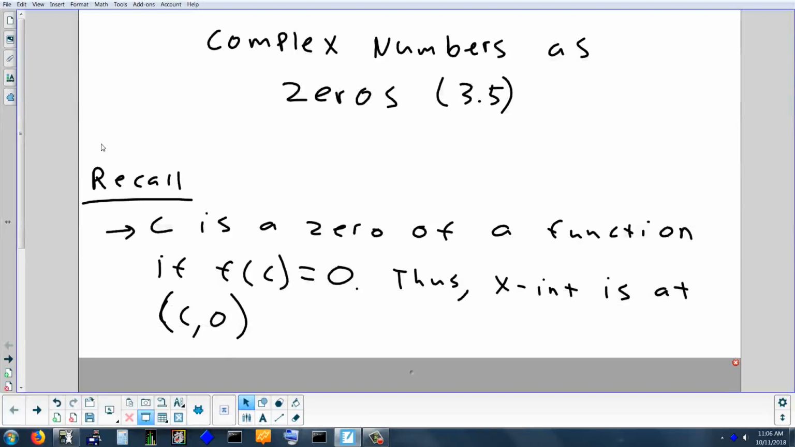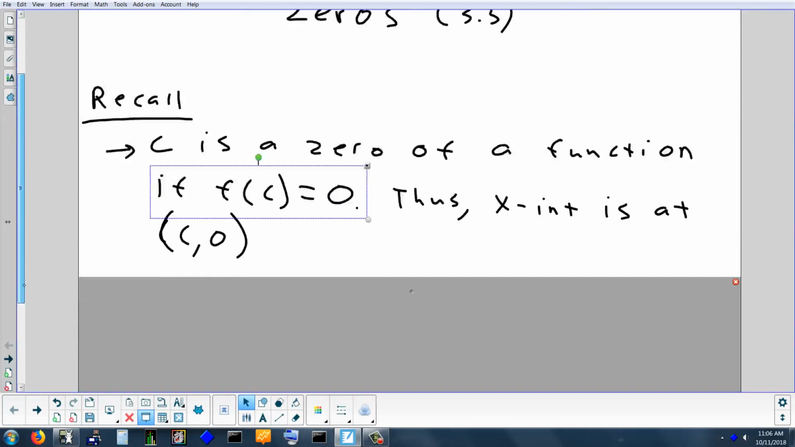Okay, so just repeating some of the stuff we've said almost every day this week. If you have a number that's a 0, that means you plug it into the equation, and the y value would be 0. That means that it's an x-intercept. So if you find a number that's a root of a function, you just found an x-intercept of the function.